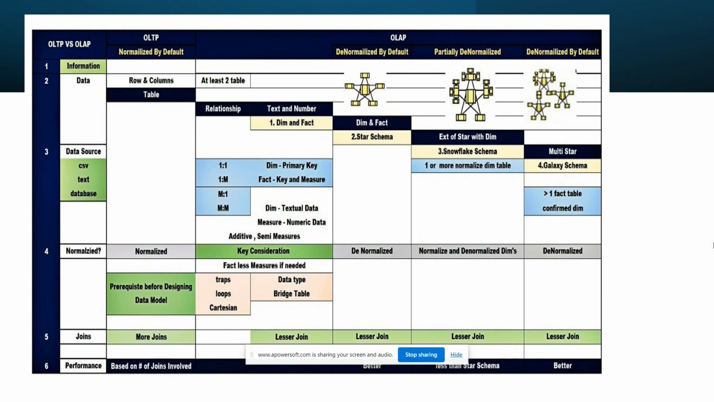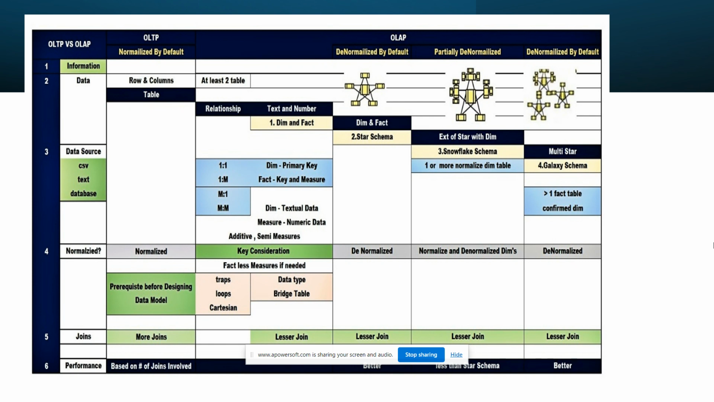So we need to know about two things. If you have a collection of multiple star schemas, then that is called a galaxy schema. And the issues we may encounter in dimensional fact tables are traps, loops, and Cartesians, and data types that need to be identified. If you have an M-to-M relationship between multiple fact tables and want to connect them, you need to make a bridge table.